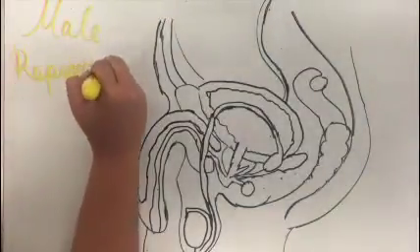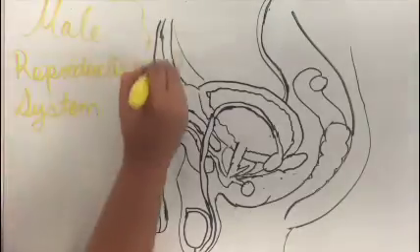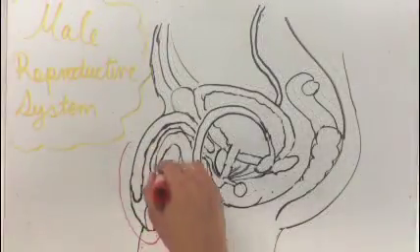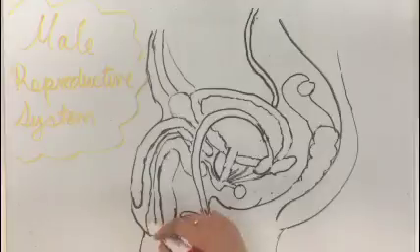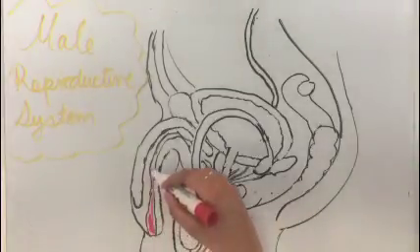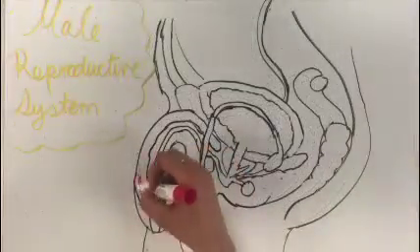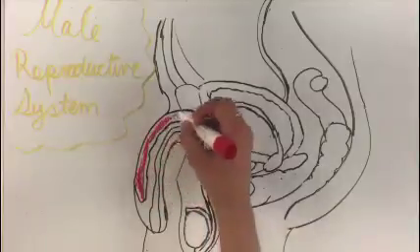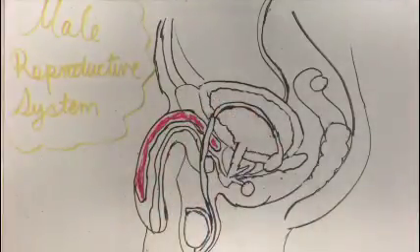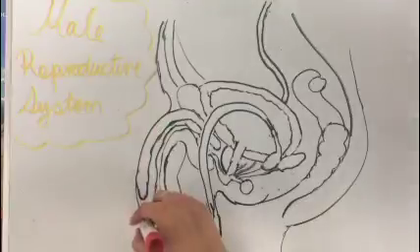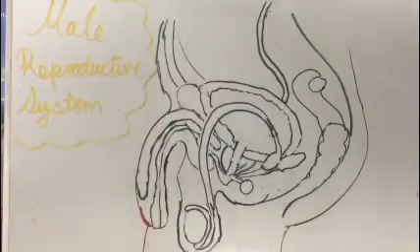This is the male reproductive system. This is the penis. This is the urethra. This is the corpus cavernosa. This is the prepuce.